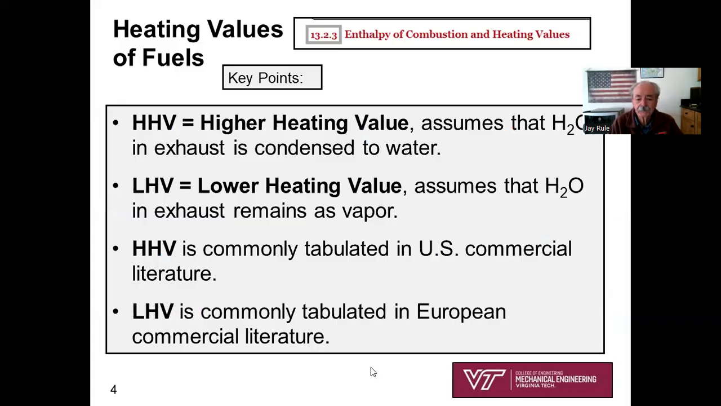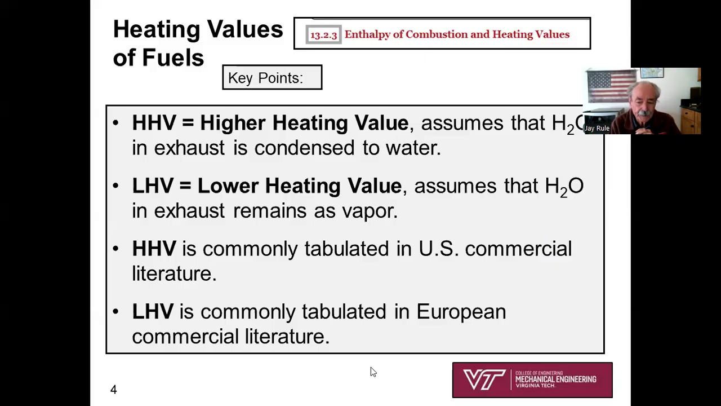First, HHV. So the higher heating value, HHV, what that does is that assumes that the H2O in the exhaust. So remember, the exhaust products of any combustion are CO2 and H2O. And you've been through this thermodynamics class enough to know there's different phases that H2O can exist in. It can exist as a vapor or gas, or it can exist as a liquid, can it? Okay.